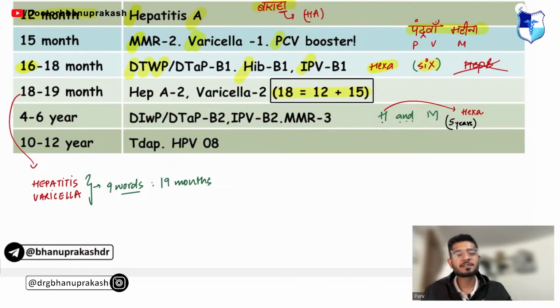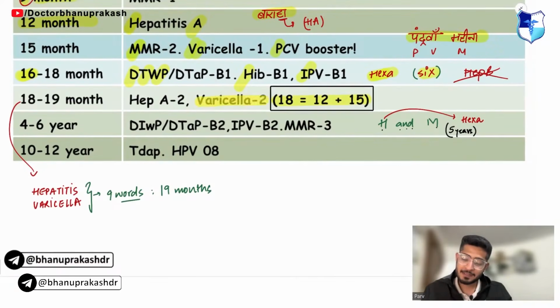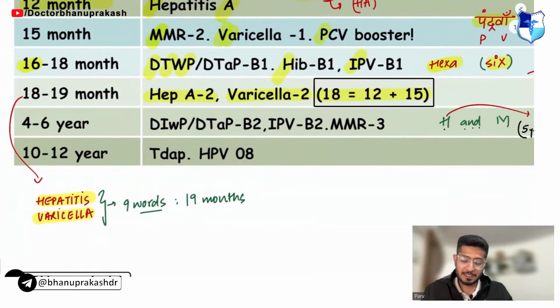Remember, 18 is actually 15 plus 12. So what is 15 plus 12? At 15 you gave varicella. At 12 you gave hepatitis A. And remember, hepatitis and varicella, both of them are going to have 9 letters. Hepatitis has 9 letters. Varicella is also going to have 9 letters. 9 plus 9 is going to be 18. So at 18 months you can give this vaccine.